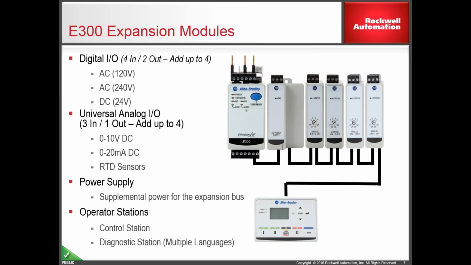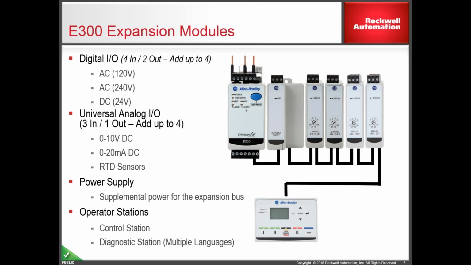So I touched briefly on the expansion I/O. We have two different flavors of the expansion I/O modules. What this does is it communicates on a CAN-based network that plugs into the control module. So you have your dual port Ethernet up here, and an RJ25 connector for the CAN-based expansion I/O. You get the digital and analog flavors.